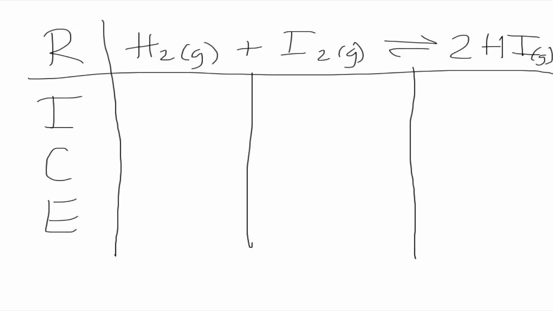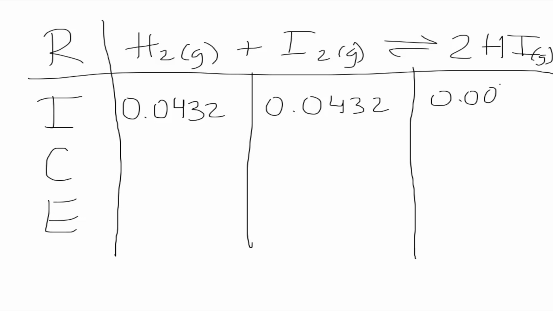So I stood for initial concentration, which is, for the case of hydrogen, 0.0432. And that was the same for iodine. They started with the same concentration. And for the product, we have 0.00703. So that's I.